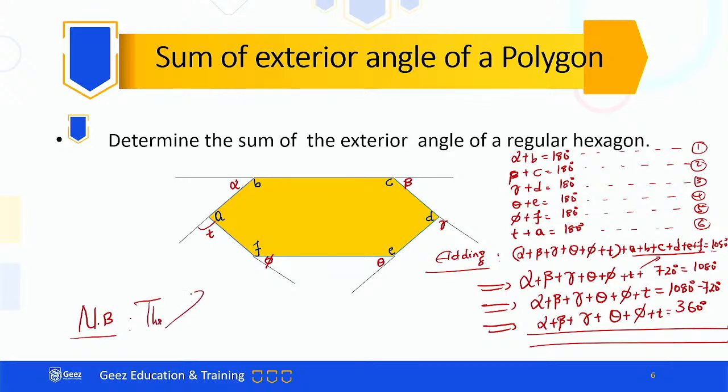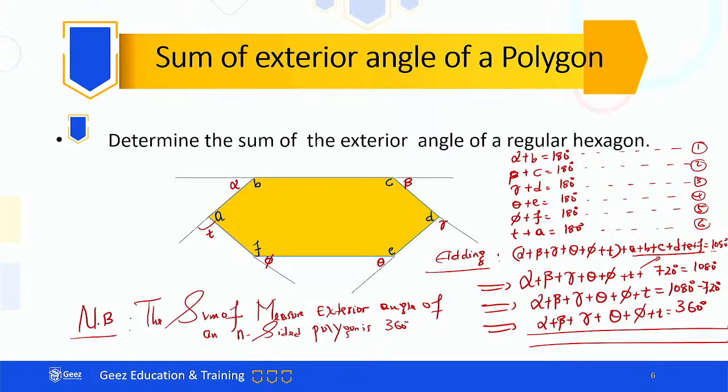Okay, the sum of the measure of exterior angle of an n-sided polygon is 360 degrees. Full stop. Okay, this is a nota bene.